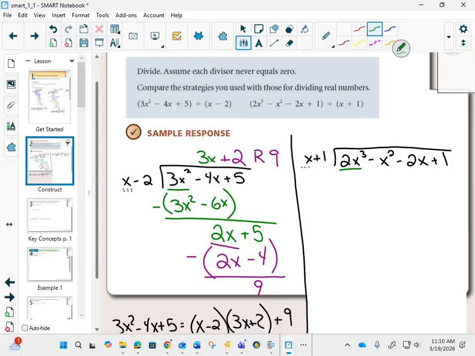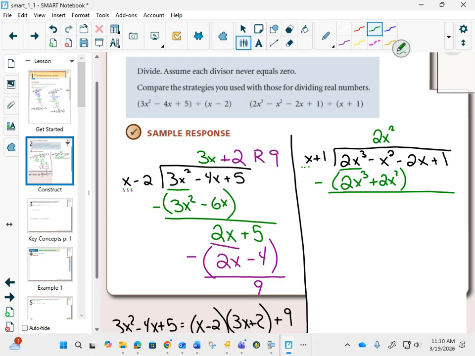$2x squared? Yeah. So I'm going to write that 2x squared above my x squared. And sure enough, if I multiply and distribute, 2x squared times x is 2x cubed, and 2x squared times 1 is plus 2x squared. Put it in brackets and subtract. First ones should always go away.